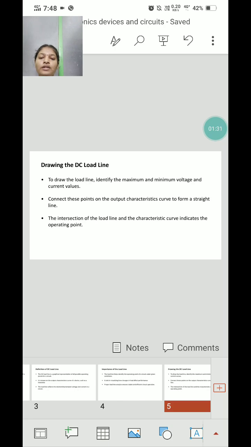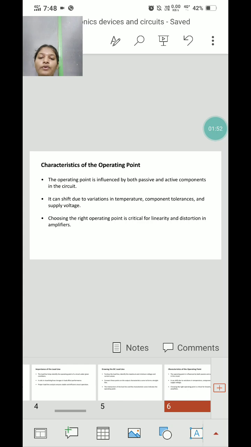Next, we can go through drawing the DC load line. To draw the DC load line, identify the maximum and minimum voltage and current values. Connect these points on the output characteristics curve to form a straight line. The intersection of the load line and characteristic curve indicates the operating point.